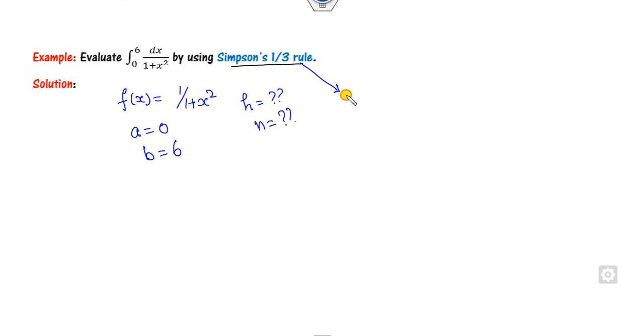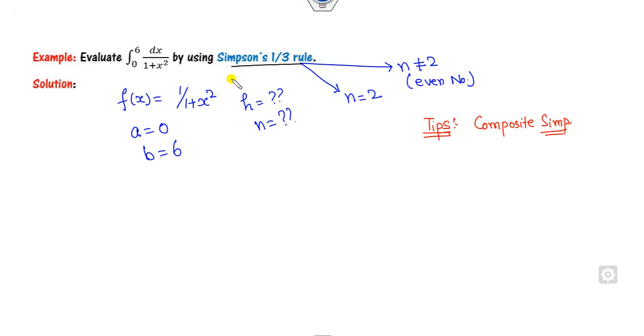Either you may take n is 2 or you may take n is not equal to 2, but always an even number, fine. Remember, it is always a remember tip. When nothing is given to you, you always apply the composite Simpson rule. It's always preferred because you want to evaluate the integration. This method will always give you a better result because you have to discretize into a larger number. So you can choose any even number. You may choose n is 4, you may choose n is 6.